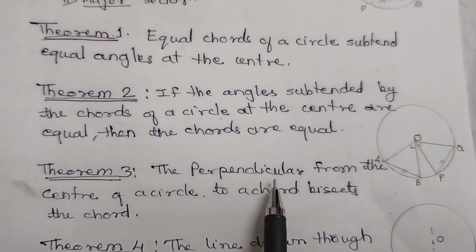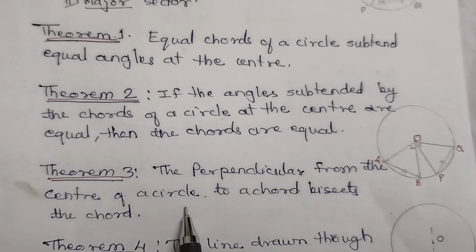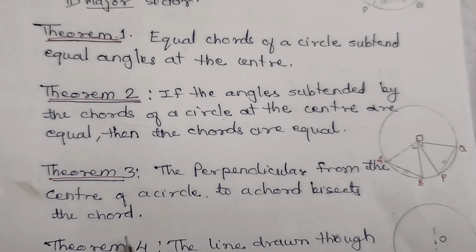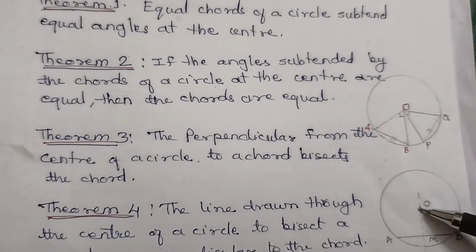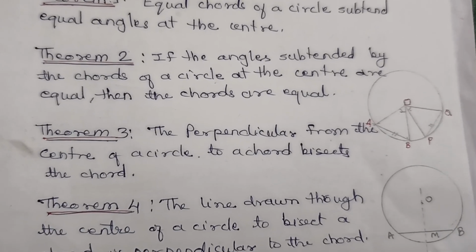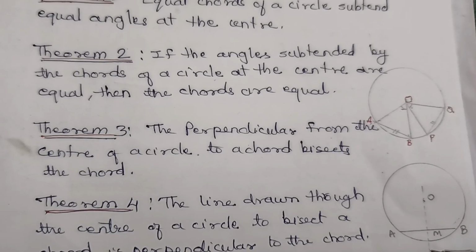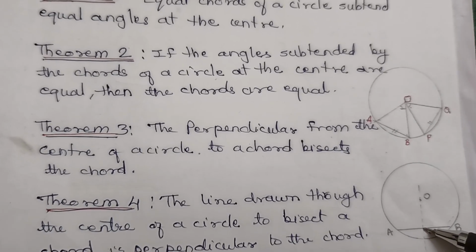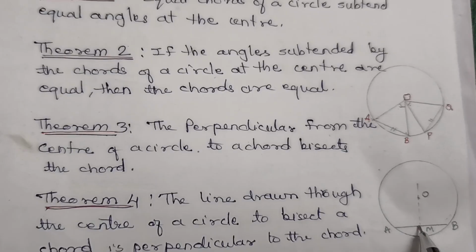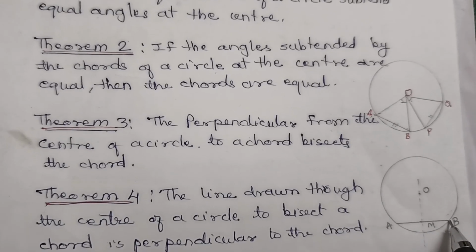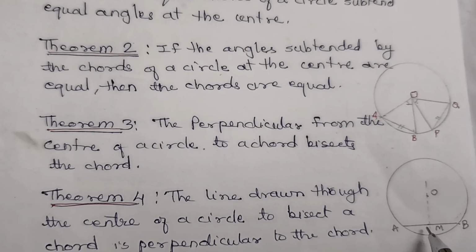Theorem 3. The perpendicular from the center of the circle to a chord bisects the chord. This is the perpendicular line. The perpendicular from the center of the circle to the chord bisects the chord. That means AM is equal to MB. These two will become equal.